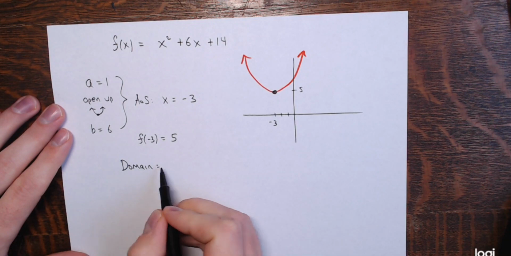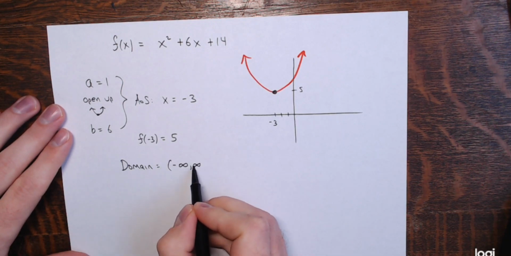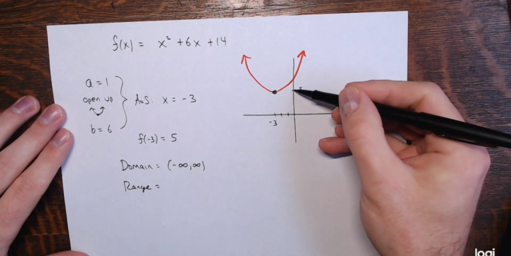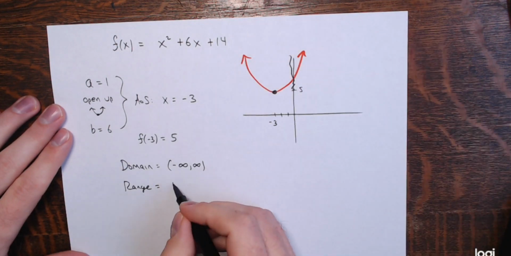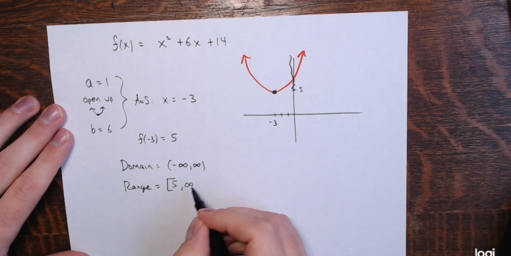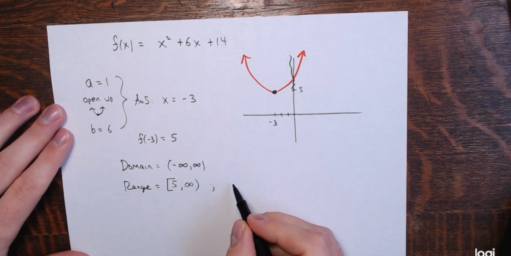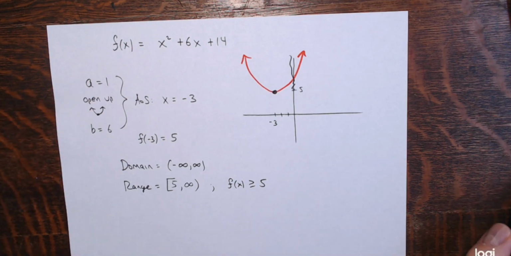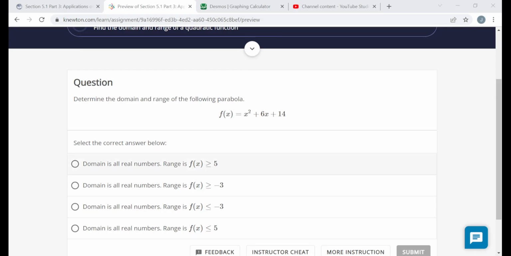So again, the domain's all real numbers, no problem. Right, that's always the case for these quadratic functions. The range, however, is just the values 5 and up, right, from 5 to infinity. Including 5 though, or the way they're writing it, you say f of x, the outputs are always greater than or equal to 5. Right. And that's this first option here.